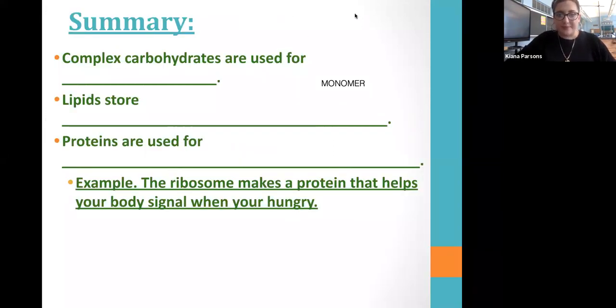So, in summary, complex carbohydrates are used for long-term energy. Remember, we're talking about things like whole grains, beans, nuts, and seeds, and we're contrasting this from simple carbohydrates like glucose that are found in things like sugary sodas, white bread, and white rice. And we want to make sure we get lots of complex carbohydrates in our diet because the energy is stored in those chemical bonds, and complex carbs have more bonds. Lipids store energy, specifically excess energy, and they're good for long-term energy storage.